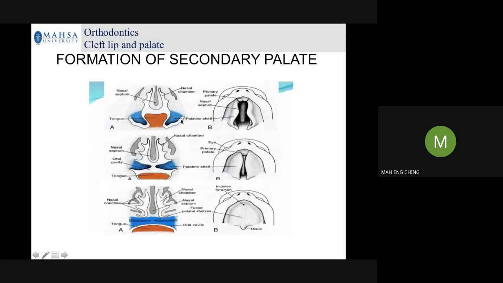We can see the same thing from the palate view, primary and secondary. If the primary and secondary palate fail to join together, then they create a cleft. Of course, the incisive foramen divides the primary and secondary palate.